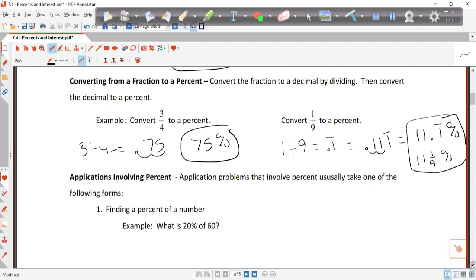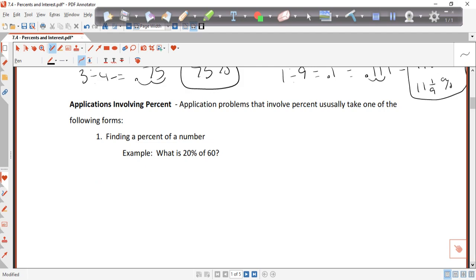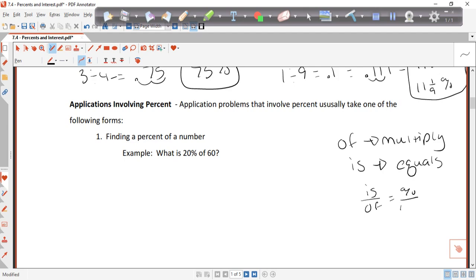Applications involving percents. First, we're going to look at some application problems, and all we're going to do is put it directly from your sentence into an equation. So some keywords to look for: of means multiply, is means equals. You may have in the past used the is over of equals percent over 100. You can use this if you want. I am not, because it does not work for every problem. So sometimes you may have to use my way.